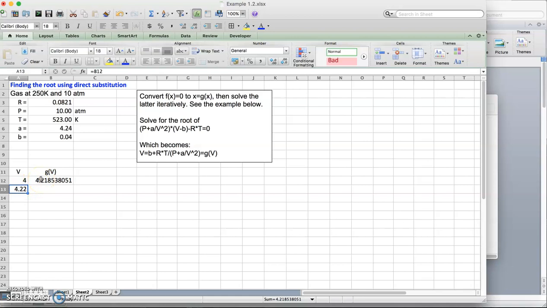What will be the next step? Now we're going to have G of V evaluated for this V. To do that, we're going to click on this cell and just drag this one level down. There you go.